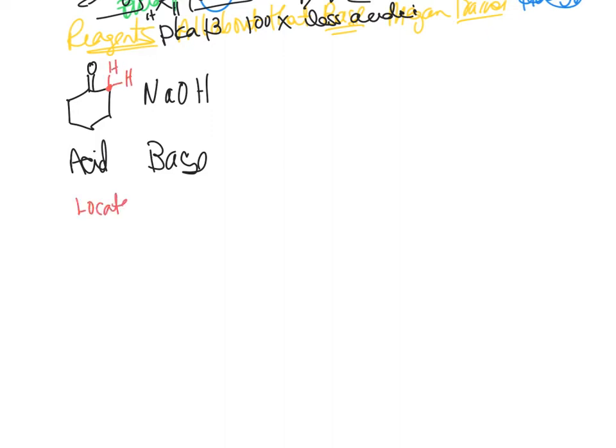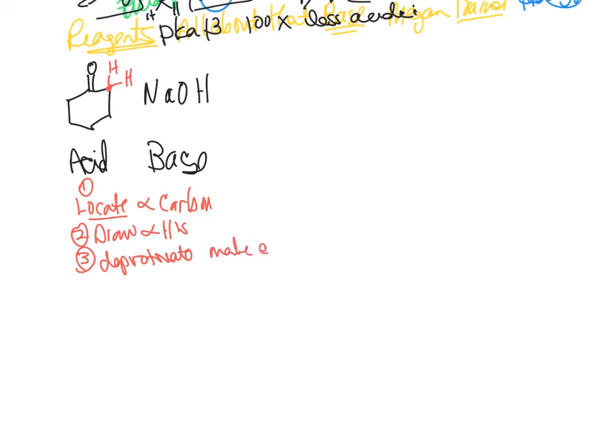So I'm giving you your steps. 1, locate alpha carbon. 2, draw in your alpha hydrogen. 3, deprotonate to make your enolate. You're going to be doing this over and over in this chapter, okay?